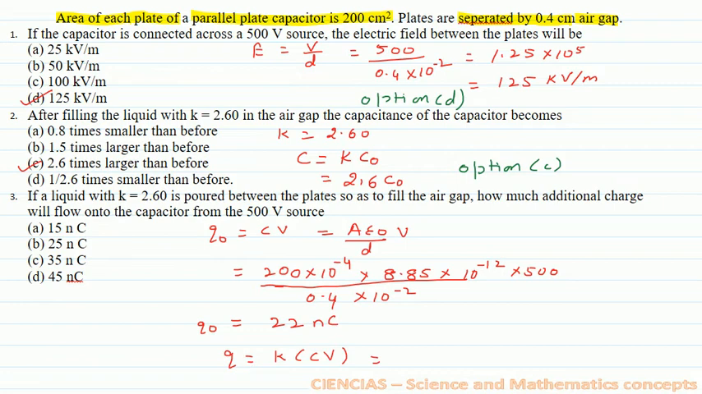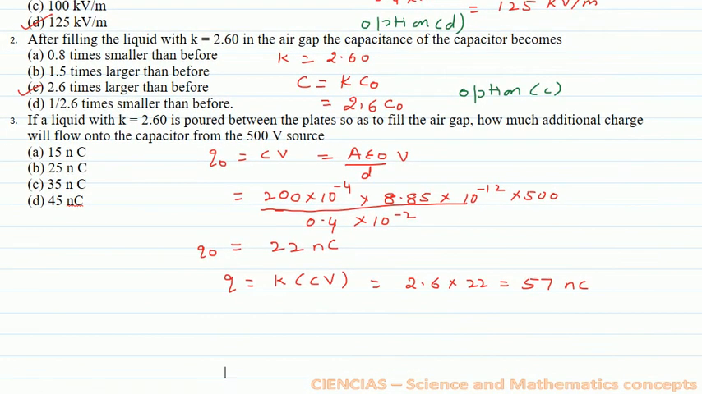Now the new charge will be equal to K times C into V, that is 2.6 into 22, which is equal to 57 nanocoulomb. So this is the final charge that will be on the capacitor plates. So the additional charge will be given by Q minus Q0, that is 57 minus 22, which is equal to 35 nanocoulomb. In the options we see that option C is giving us 35 nanocoulomb. So for this part of the question, our option becomes option C.